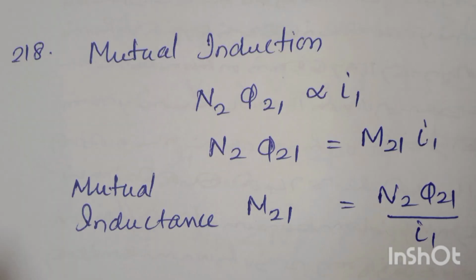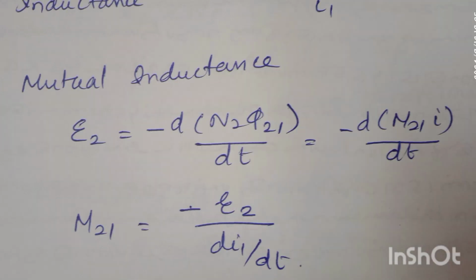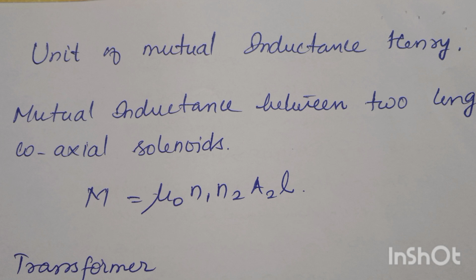Mutual induction: N2 phi 21 is proportional to I1. N2 phi 21 is equal to M21 I1. Mutual inductance M21 is equal to N2 phi 21 by I1. So in mutual induction E2 is equal to minus d of N2 phi 21 by dt, which is equal to minus M21 d I1 by dt. Then M21 is equal to minus E2 by dI1 by dt. Unit of mutual inductance Henry. Mutual inductance between two long coaxial solenoids M is equal to mu naught N1 N2 A2 L.